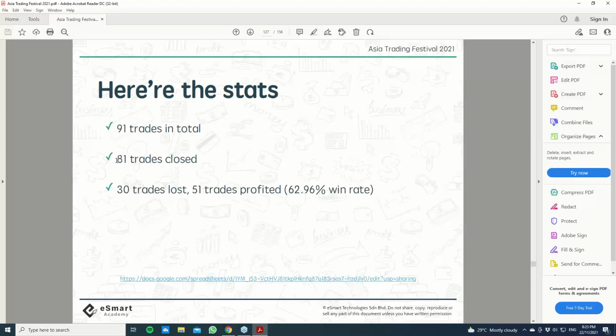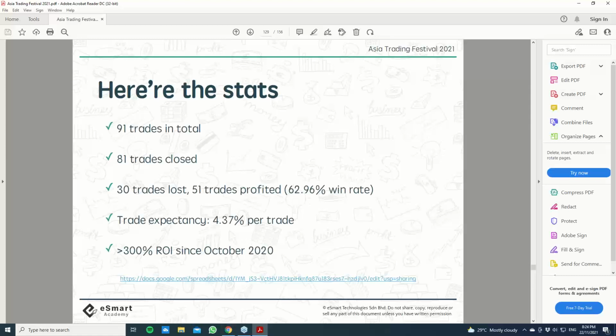Out of these 81 trades that were closed, 30 were losses, 51 were winning. So we have about a 63% win rate. It's not a very high, 80-90% win rate. However, with just a 63% win rate, because again we factor in, as I mentioned, the Sharpe ratio and the standard deviation, we are able to net a return of more than 300% since October 2020.